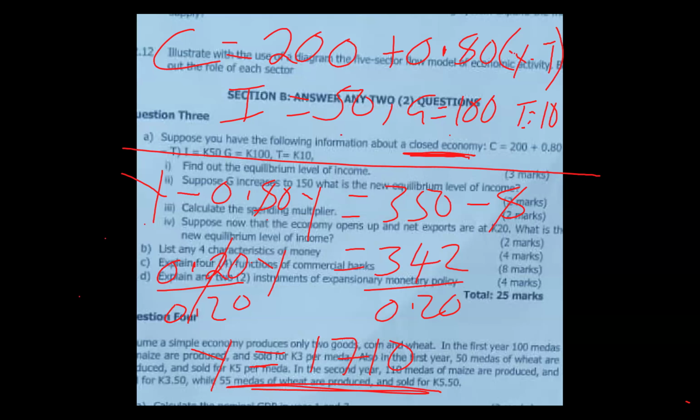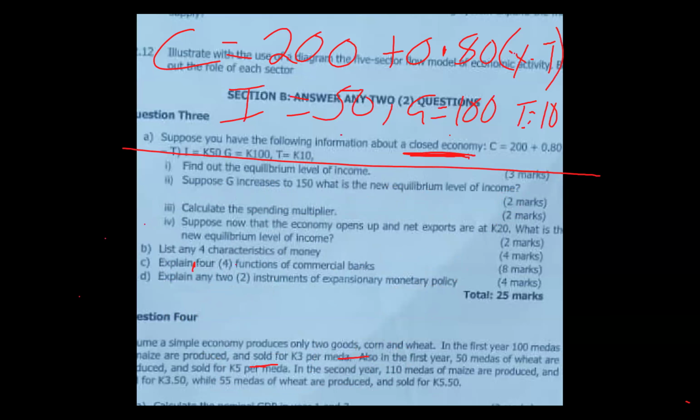Okay. Then the next question is saying, suppose that the government expenditure has been increased to 150, not by 150. That's a different question, right? Government expenditure G has been increased to 150. What's a new equilibrium level of income? Now G has been raised from 100 to 150, which means it has increased by how much? By 50, right? It has just changed by 50.